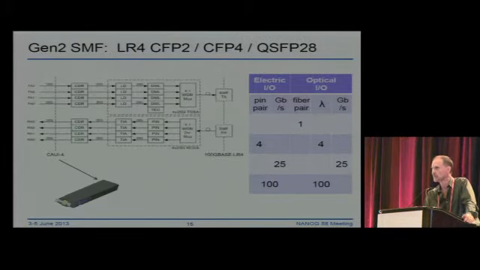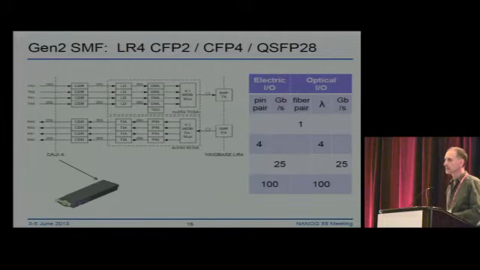For single mode, duplex LC, pretty much an interoperable interface with Gen 1. You can connect Gen 1 to Gen 2 to Gen 3. The changes are essentially invisible to you because it's lower cost, lower power technology, more highly integrated with higher speed electrical I/O. And again, the density goes up.